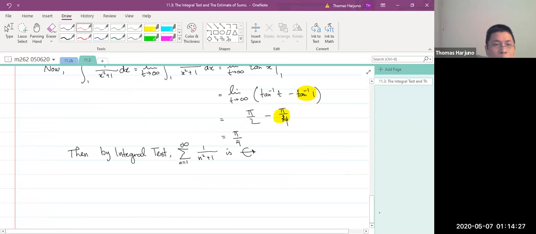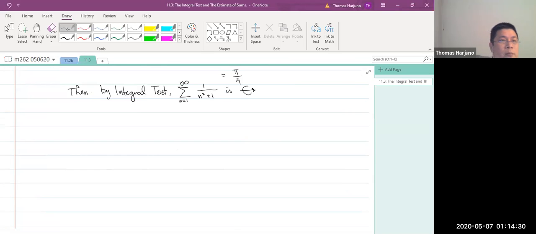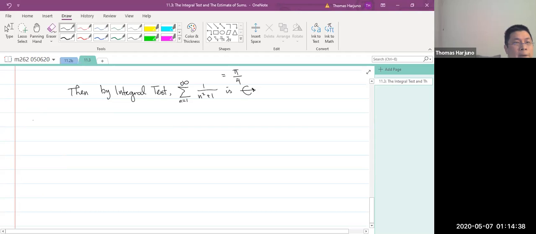Let's do one problem or two problems. Let's say, for example, we do number 8. Determine whether this series from n equals 1 to infinity of n squared e to the negative n cubed is convergent.